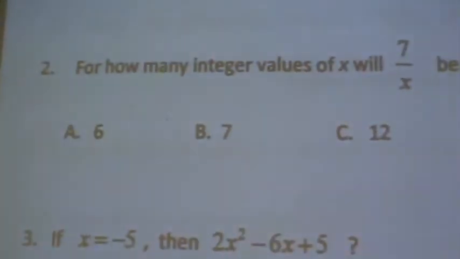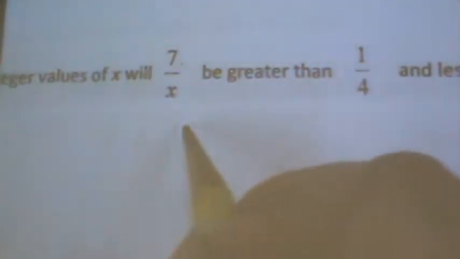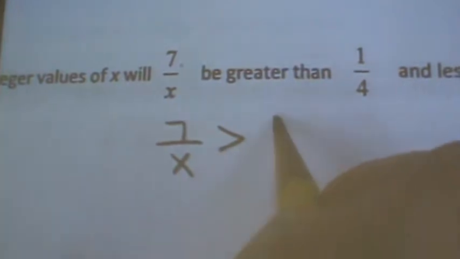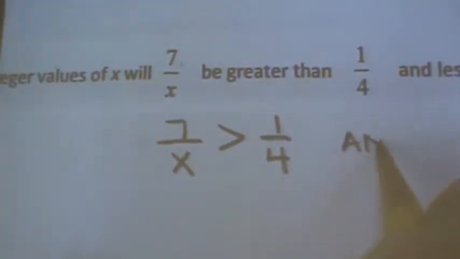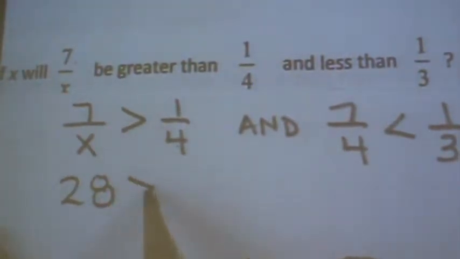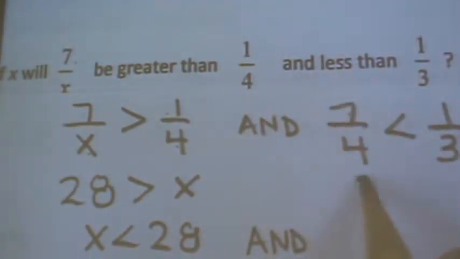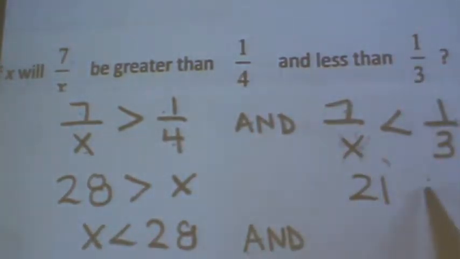Number 2. For how many integers will 7 over x be greater than 1/4, and 7 over x be less than 1/3? So how do we do these? You're going to cross multiply. 7 times 4 is 28. X times 1 is x. So in other words, x is less than 28, and 7 times 3 is 21. Whoops, I keep putting a 4 here. Should be an x. X times 1 is x.